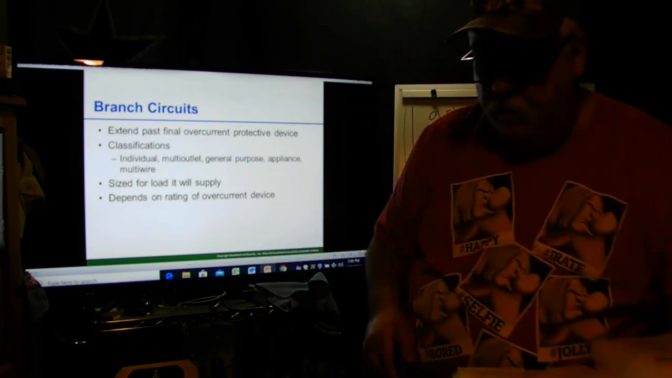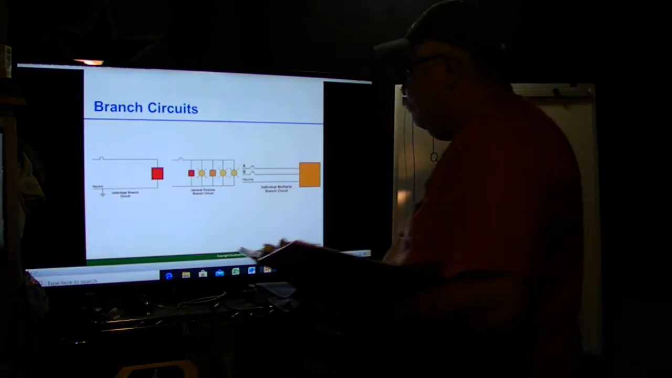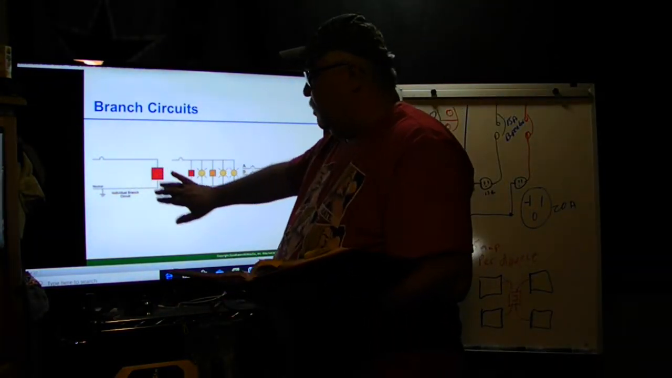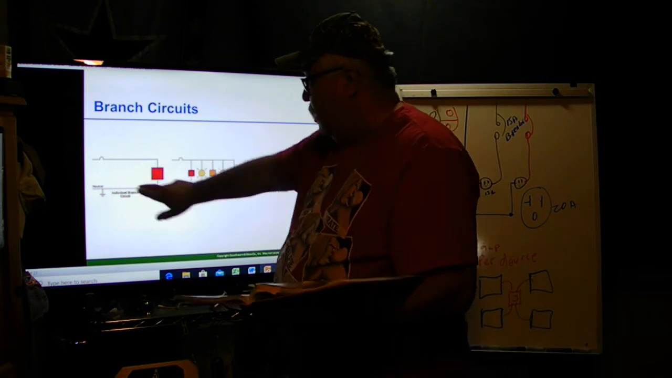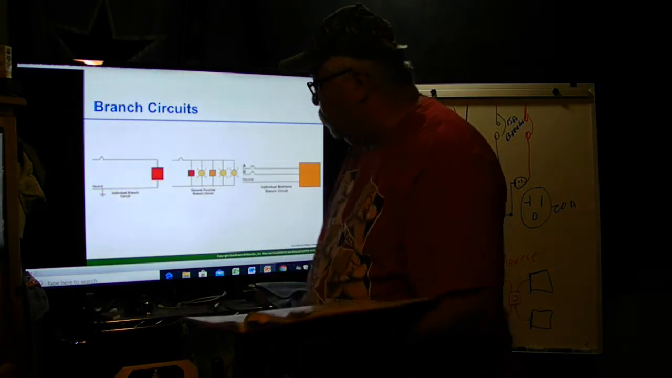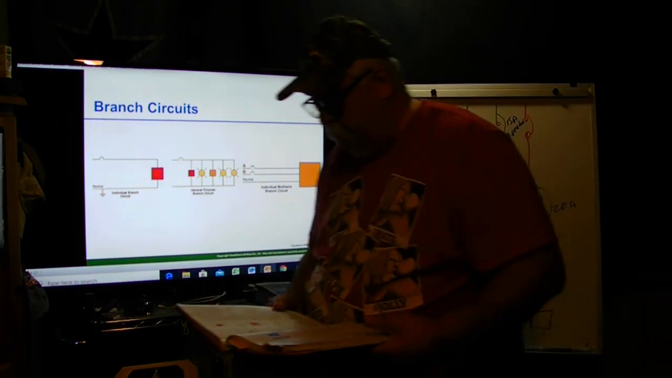On these classifications, I just wanted to go here. So an individual branch circuit. This would be your individual, one hot, one load, and your neutral coming back. A general purpose. What is a general purpose?